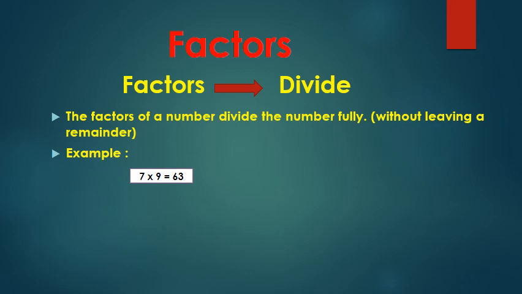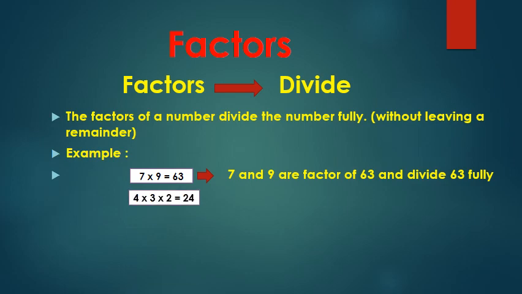7 multiplied by 9 is equal to 63. So, 7 and 9 are factors of 63 and both of them will divide 63 fully. That is, when you will divide 63 by 7, the remainder will be 0. Or you can say that 63 is completely divided by 7. And when you will divide 63 by 9, the remainder again will be 0. That is, we can say that 63 is completely divided by 9. So, 7 and 9 are factors of 63.